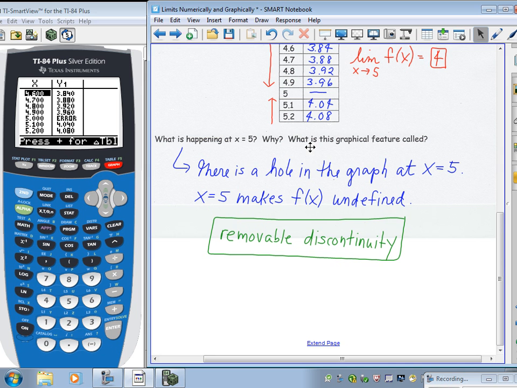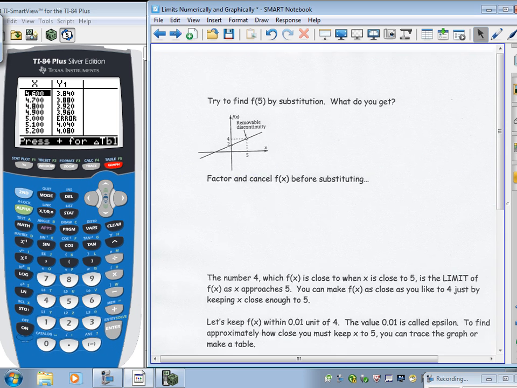So we kind of looked at the table. We looked at the graph. We're going to carry on with this very same problem. Here it is again. Let me write the problem up top. I didn't rewrite it on this page, just so we got it here. It says try to find f of 5 by substitution.